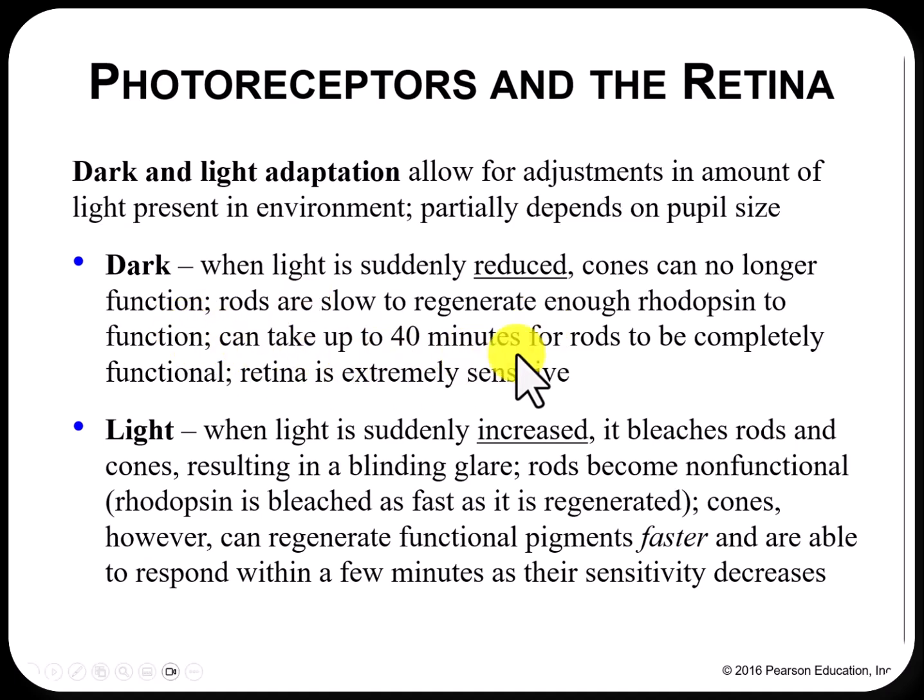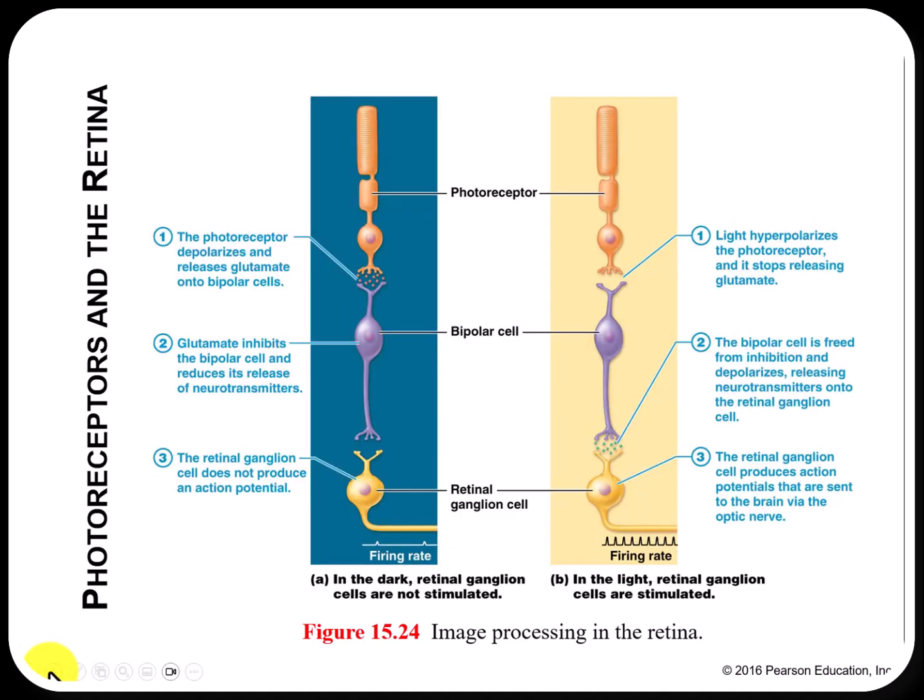And so it can take up to 40 minutes for rods to completely become functional, and the retina is extremely sensitive. And so when the light is suddenly increased, it bleaches those rods and cones, resulting in a blinding glare. However, cones can regenerate functional pigments faster than the rods can. And so that's the accommodation.